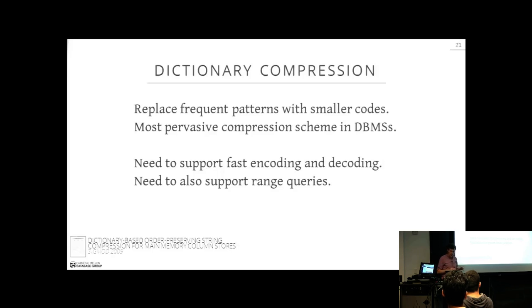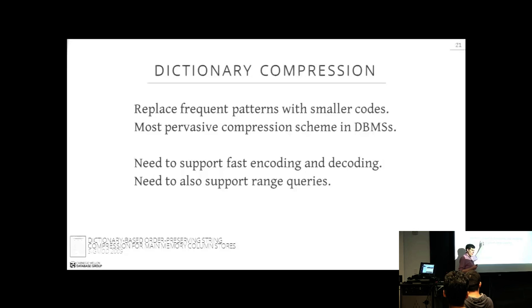As far as I know, every single major commercial column store database system is going to support dictionary compression. So the key thing we need to be able to do is support fast encoding and decoding, right? Take an original value, compress it to create a compressed value, and decompress it. And then we also need to support range queries.